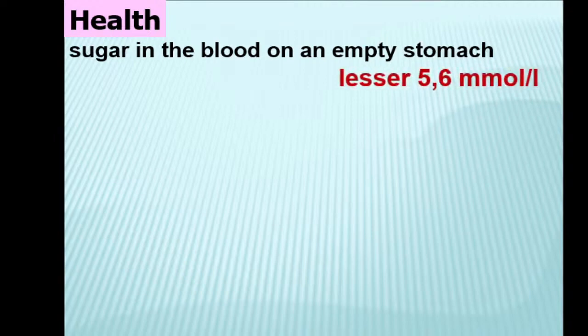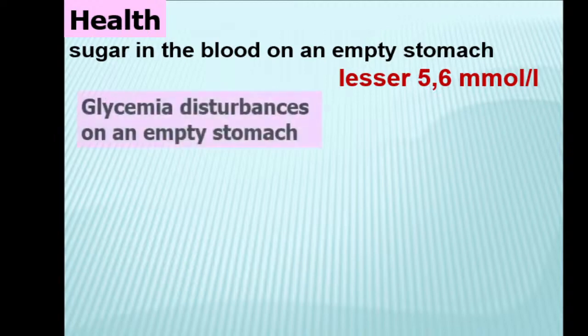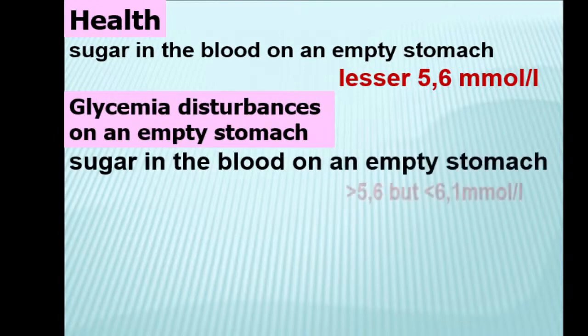The next day, the patient comes to the laboratory again. We'll take blood on an empty stomach, then we'll give him some glucose diluted in water, and after some time, 1 hour, we'll control blood sugar. Normally, we remember, sugar in the blood on an empty stomach must be less than 5.6 millimole per liter. If more, we are talking about glycemia on empty stomach.